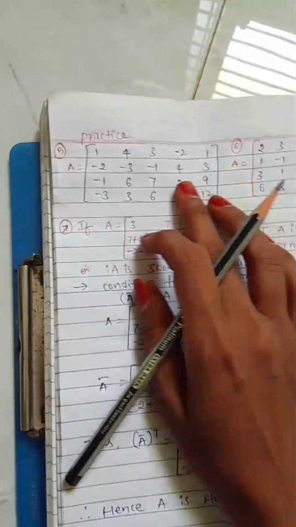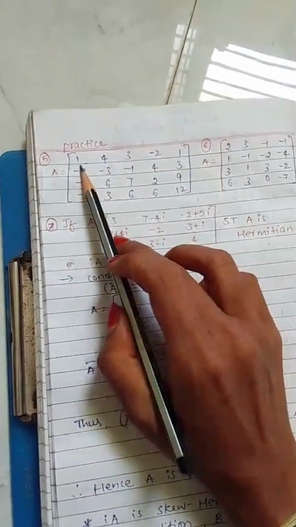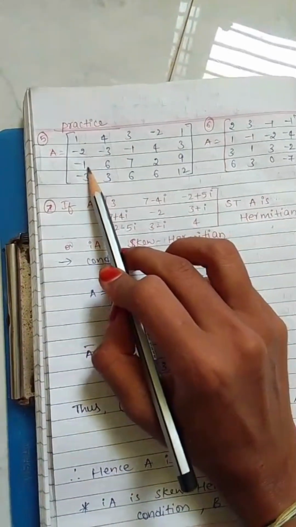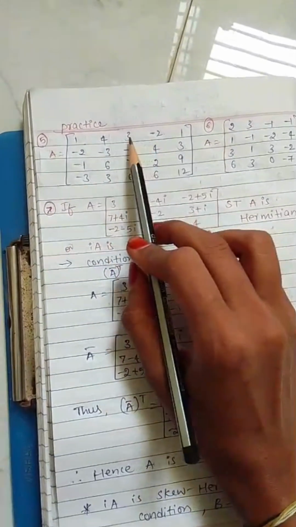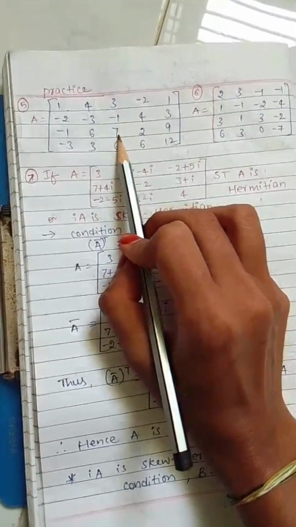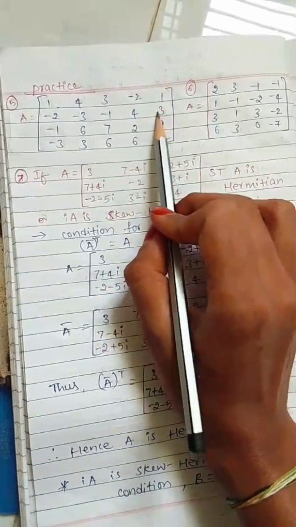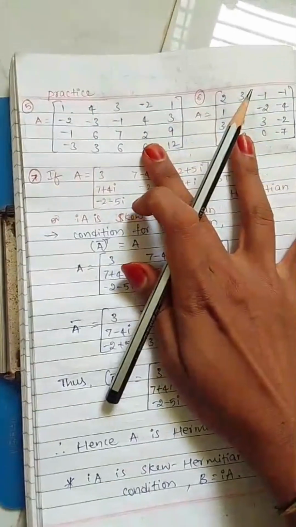Like this only you have to do. I have given 2 practice examples here. That is, A is equal to [1, -2, -1, -3; 4, -3, 6, 3; 3, -1, 7, 6; -2, 4, 2, 6; 1, 3, 9, 12]. You have to do this one and this one, these two.